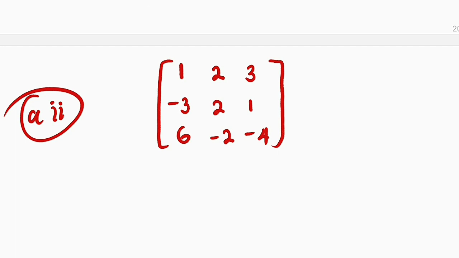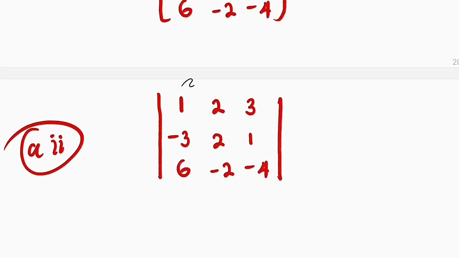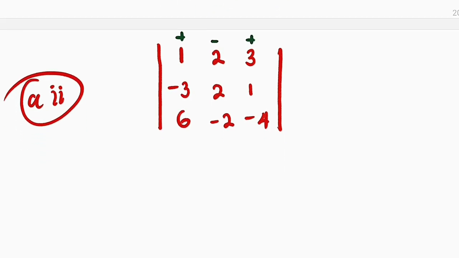To find the determinant, this is how it looks. We have a vertical stroke like this. This indicates determinant. And you should assign plus, minus, plus here. How do we form this matrix? Take plus 1. We have 1. Then form a matrix by deleting this column and this row. We are going to form another matrix of 2, negative 2, 2, negative 2, 1, and negative 4.